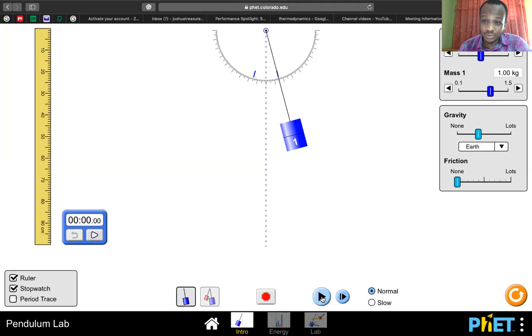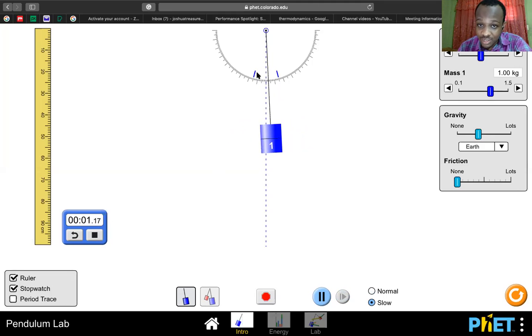So we allow it to run for a few seconds. Remember, we wait until it reaches over here and then it returns back. That is one oscillation. Let's do it in slow motion first, right? That's probably too slow, but okay. So it's coming back over. We'll start the stopwatch now. So we wait until it comes over here and then it will return back.